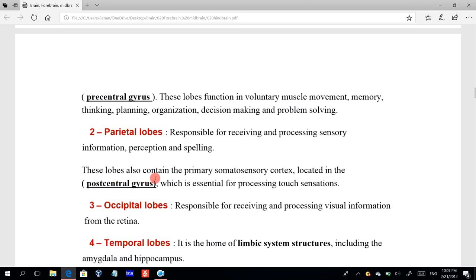These lobes also contain the primary somatosensory cortex, located in the postcentral gyrus, which is essential for processing touch sensation. It is responsible for processing all the touch sensation that reaches the parietal lobe here in this postcentral gyrus. All the sensation, like thermal sensation, pain, and so on, reaches the parietal lobes, to the postcentral gyrus.